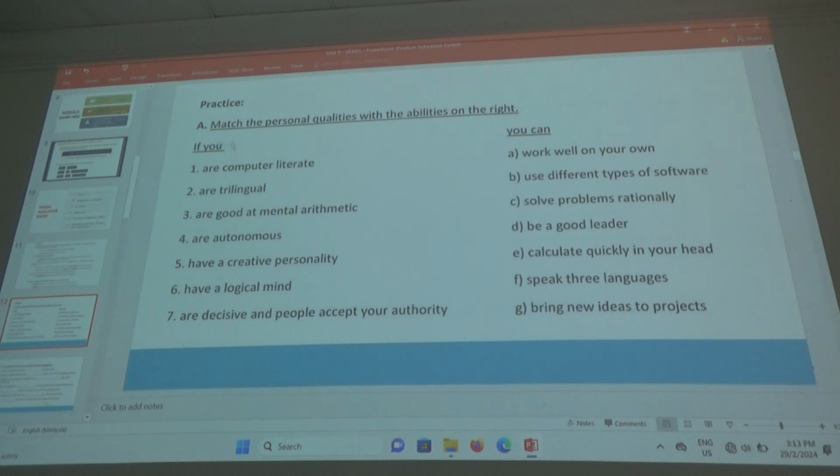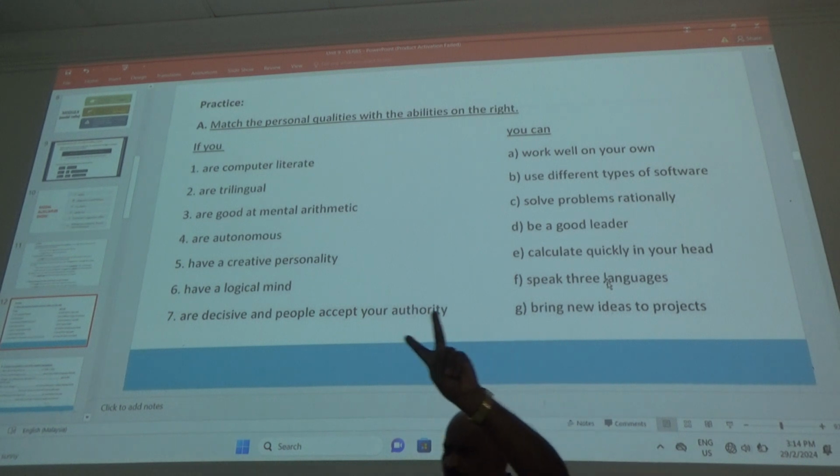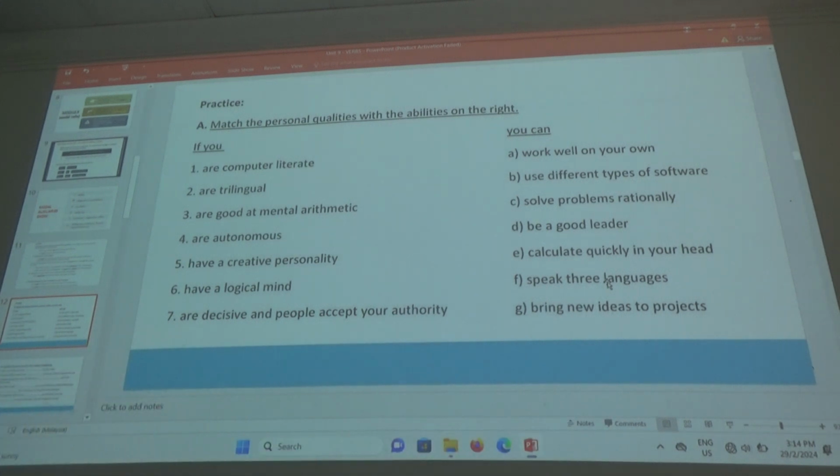Alright. Okay, Shani, number 2. If you are trilingual, try, read first. If you are trilingual, you can speak 3 languages. If you can speak 2 languages, how do we call you? Okay, one first. If you can only speak 1 language, you say you are monolingual.